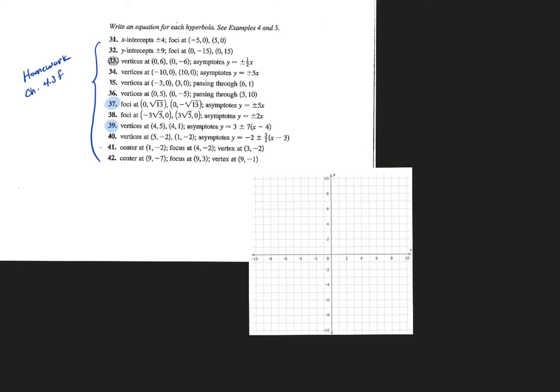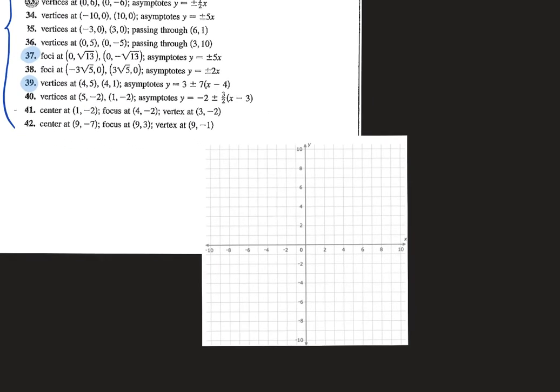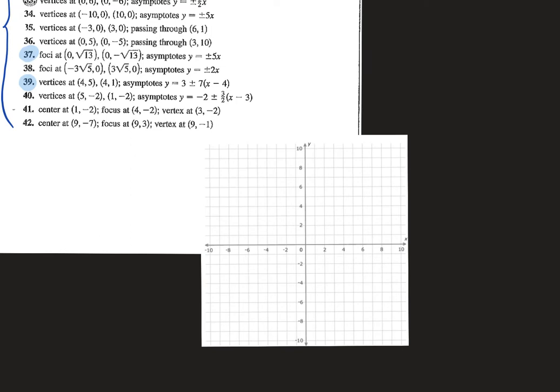So 37 says there's a foci at 0 and square root 13. So root 13 is obviously not on my graph. I know it's in between root 9 and root 16, so it's like at the 4 or 3.5 maybe mark. You can approximate it. And I don't really need it to be exact because what I'm trying to figure out from that foci is what is C, and also where's my center and what kind of hyperbola it is.